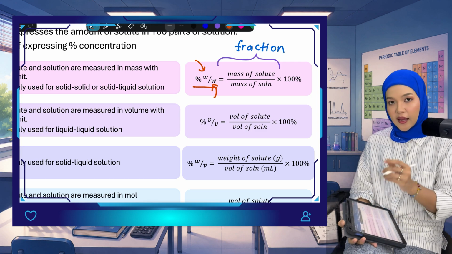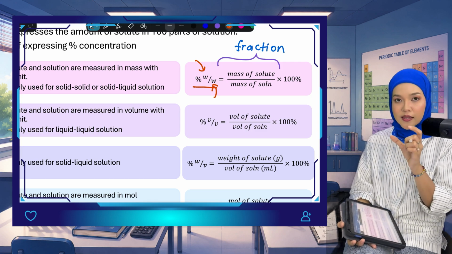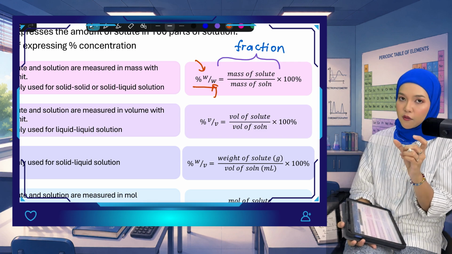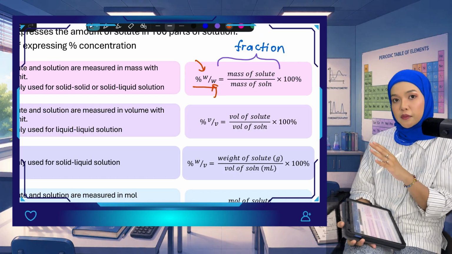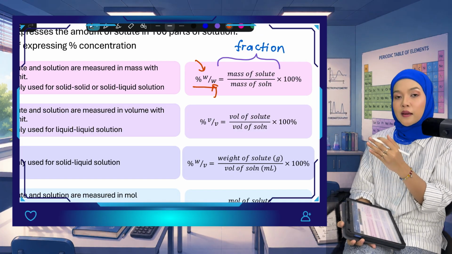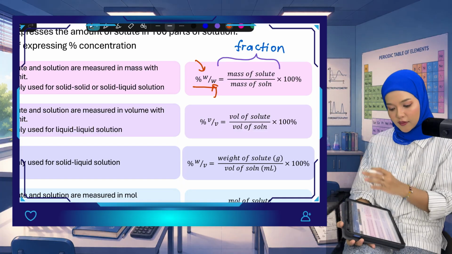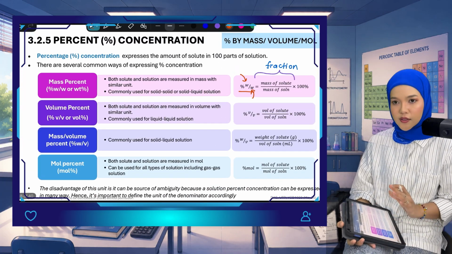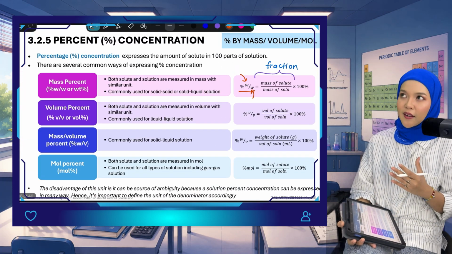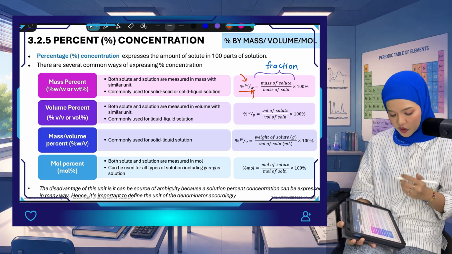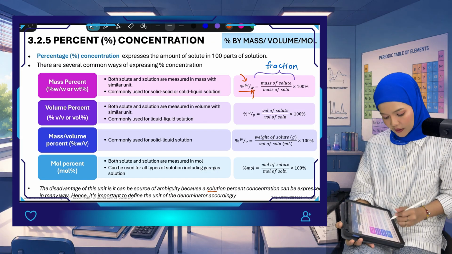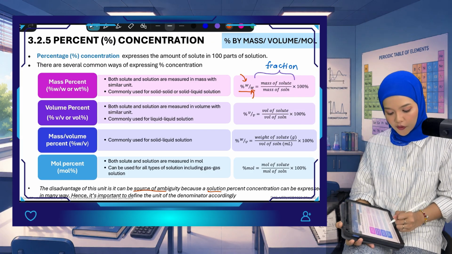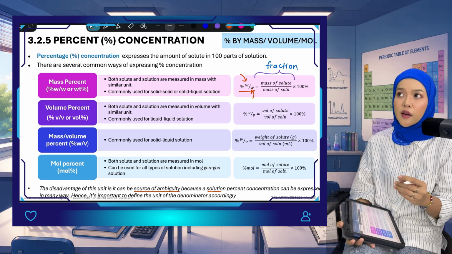Anything that is divided is what we call a fraction. Sometimes it can be in fraction or sometimes in percent. In percent, you just multiply by 100%. Of course, these units can have some disadvantages, which is that they can be a source of ambiguity. Sometimes people just write percent.